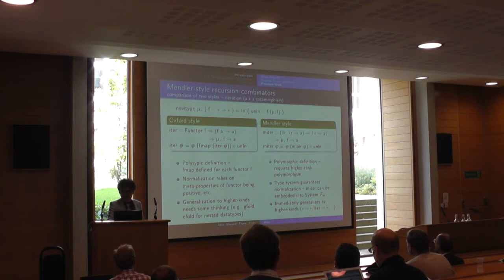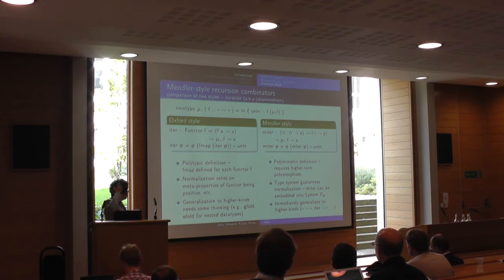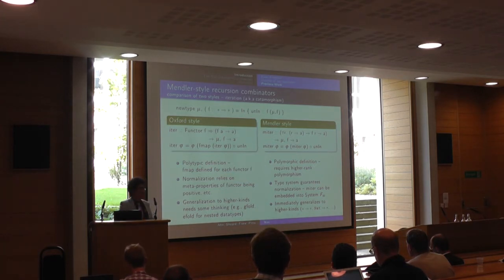And it also immediately generalizes to higher kinds. So the Oxford style does generalize to higher kinds with defaults and givens, and we'll work on this for nested data types. So you do need a little bit of thinking, but in Mendler style, you don't even have to think. You just rewrite the types into higher order arrows, and it just works with exactly the same definition.